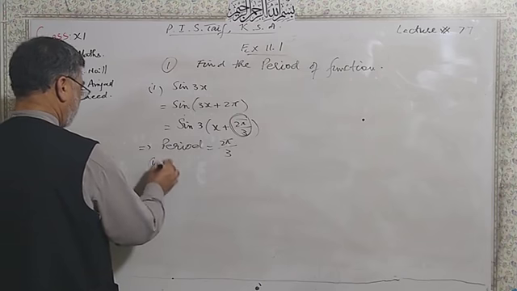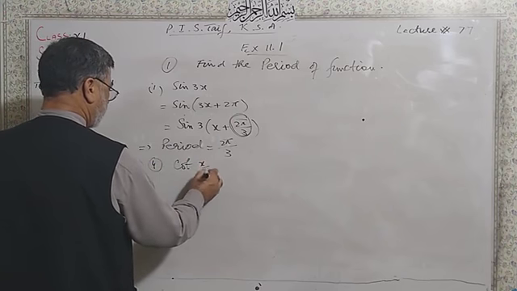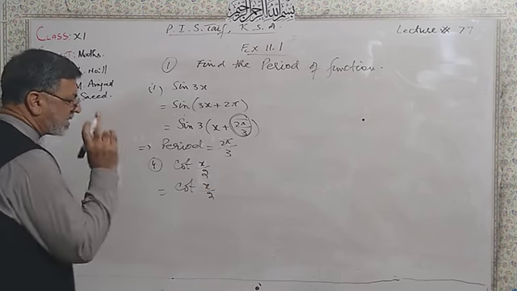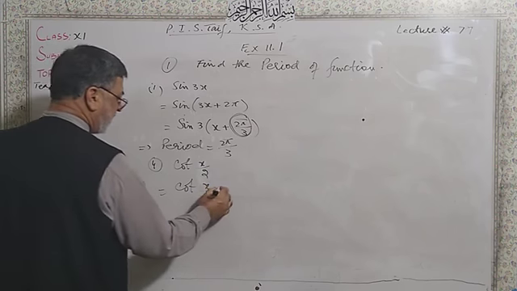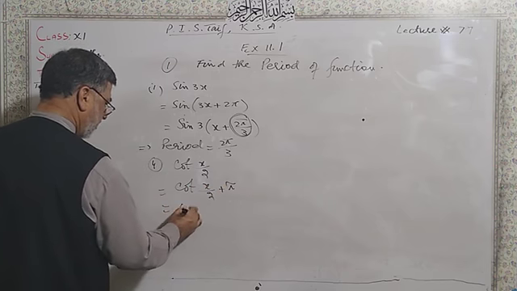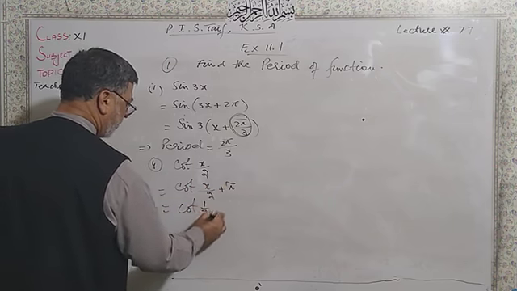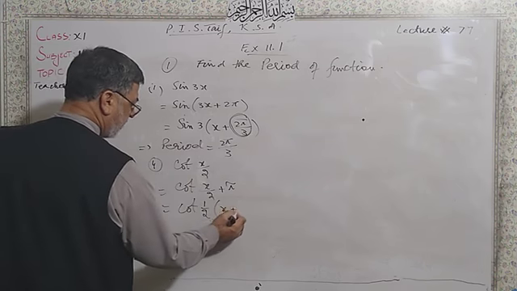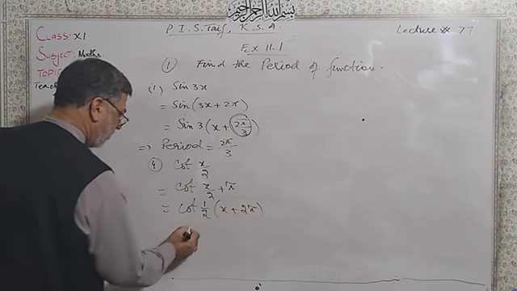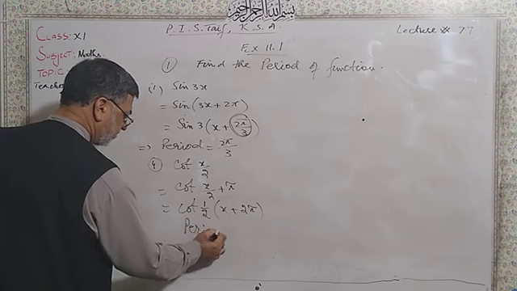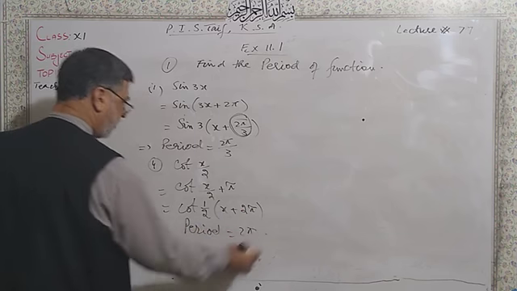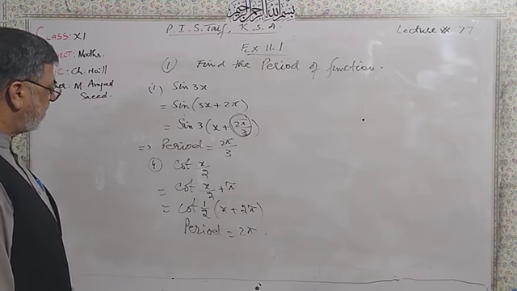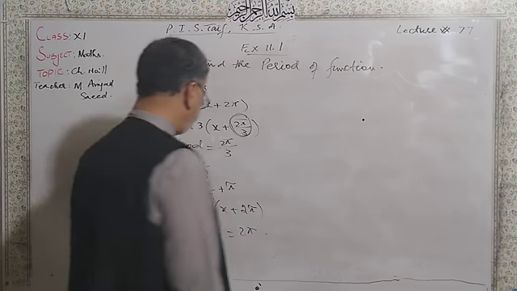After that, cotangent x by 2. Number 4 is cotangent x by 2. Just I told you, what is the period of tangent and cotangent? This is pi. Cotangent, take 1 over 2 common, then x plus 2 pi. What is the period? Is equal to 2 pi. Yes, period is 2 pi.